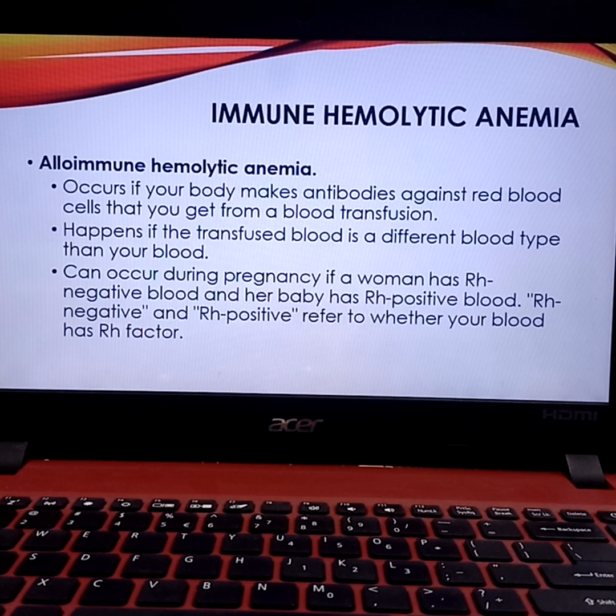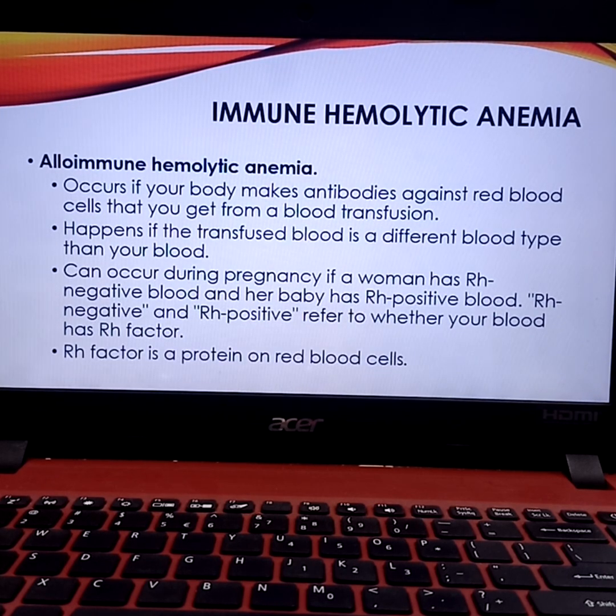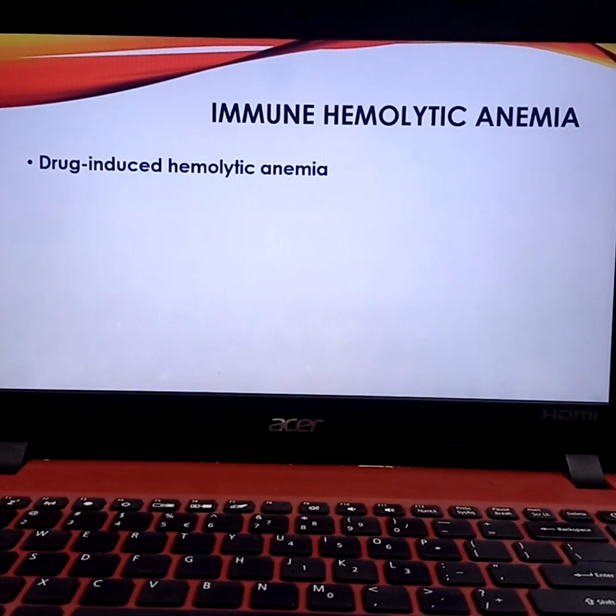So this will create an antibody immune response. Then definitely succeeding pregnancies will be terminated because of the Rh incompatibility condition. Next, Rh factor is a protein on red blood cells which can either be a positive or a negative factor. The last one is your drug-induced hemolytic anemia.